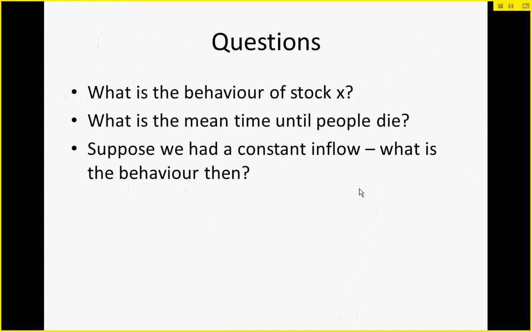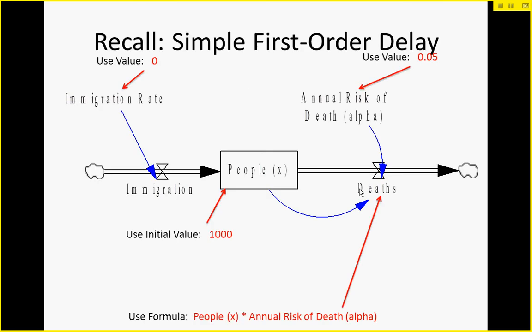Okay, so what's the behavior of this stock? If we have no immigration coming in, no people coming into this stock at all, so suppose we have zero for the immigration rate, what does the value of the stock do over time? Okay, it decreases. And in what way does it decrease? Does it decrease in a straight line? Does it decrease in a wavy figure? Does it decrease at a decreasing rate, or how does it decrease? Okay, decrease at a decreasing rate. It looks like something like that.